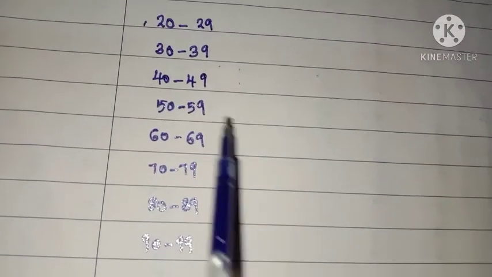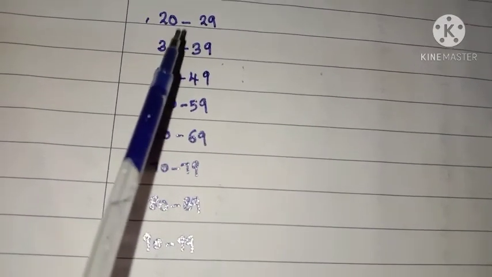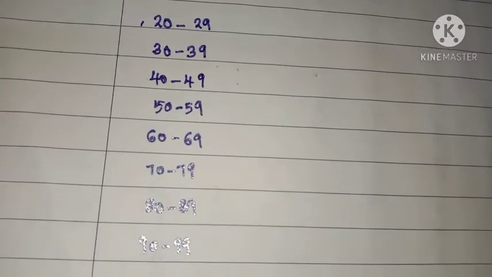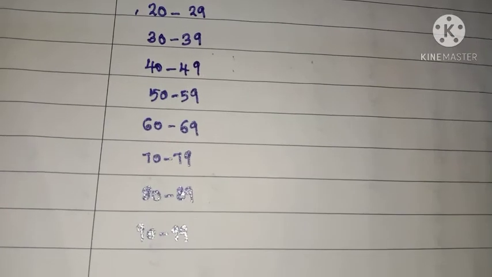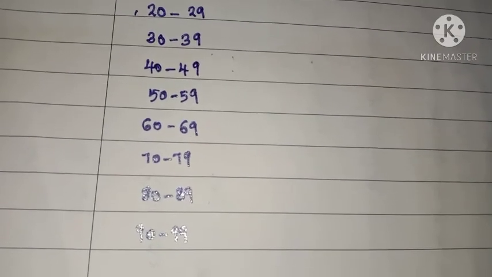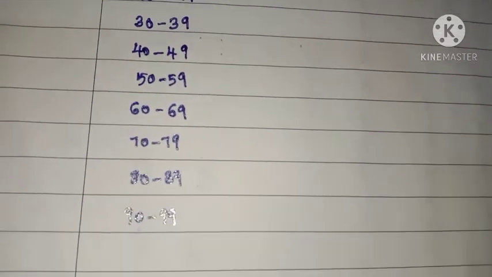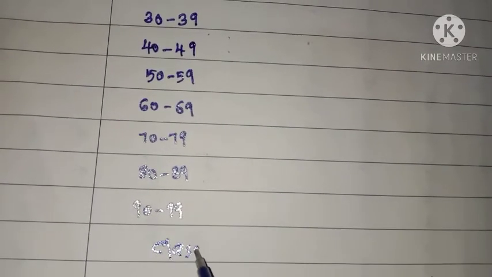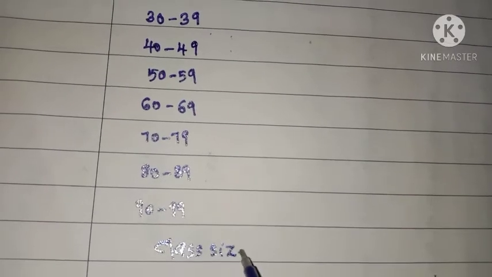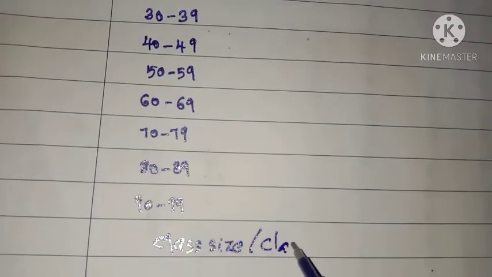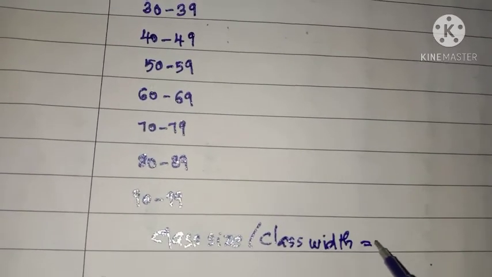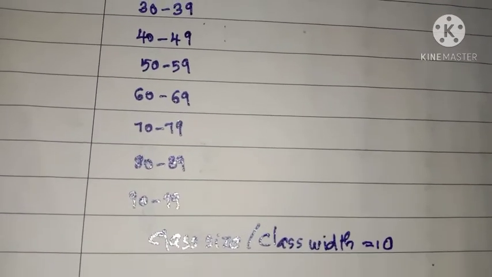Class size means, from 20 to 29, just count how many numbers are there. You can see that there are 10 numbers. So, please note down: class size or class width is equal to 10.